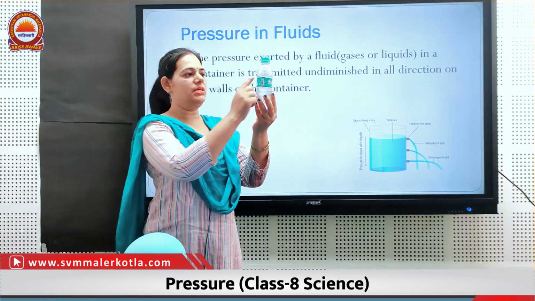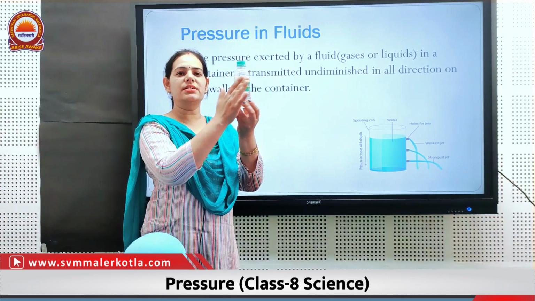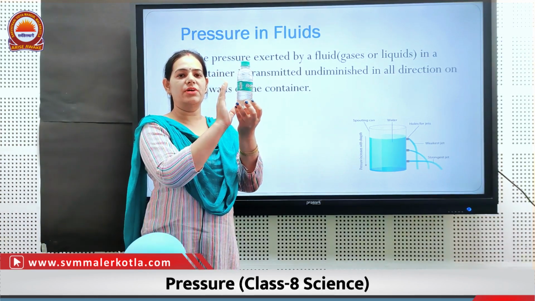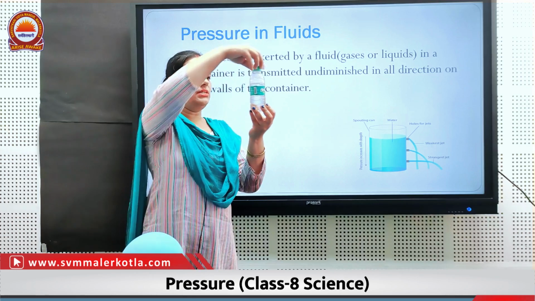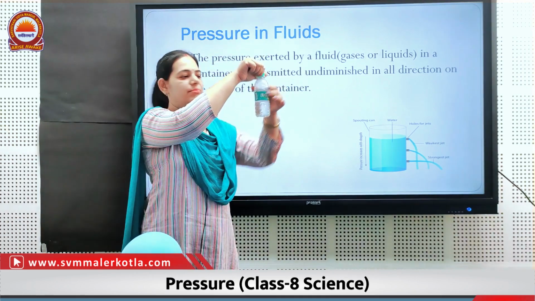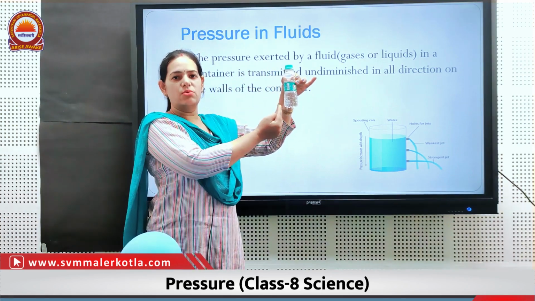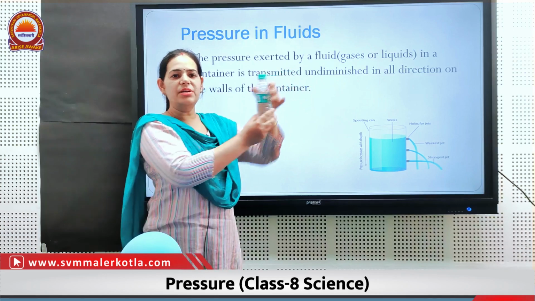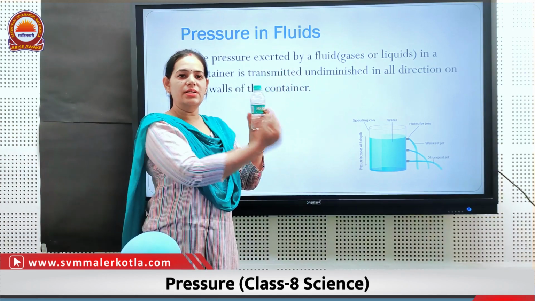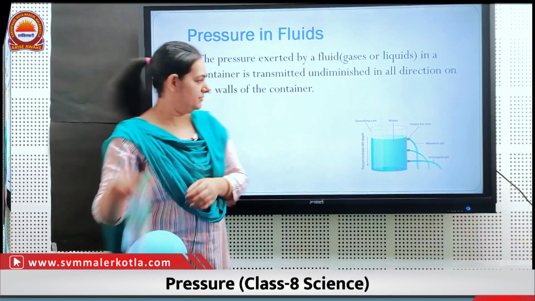As you can see, I have filled water in that bottle, and water is exerting the same pressure on these sides of the container. We can see that when we loosen the cap, water comes out with the same pressure from all the holes. That means the liquid exerts the same pressure on all sides of the container.